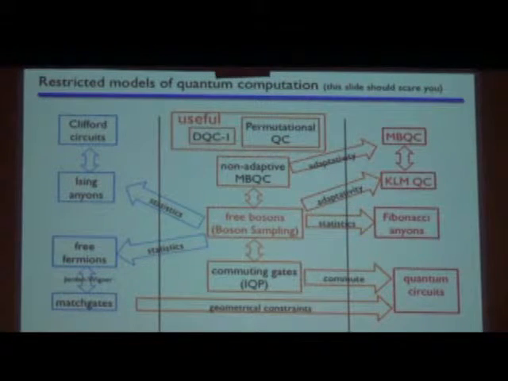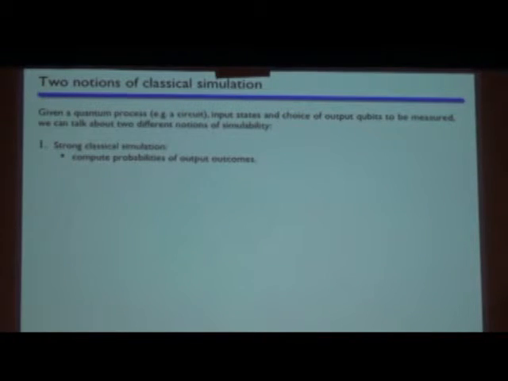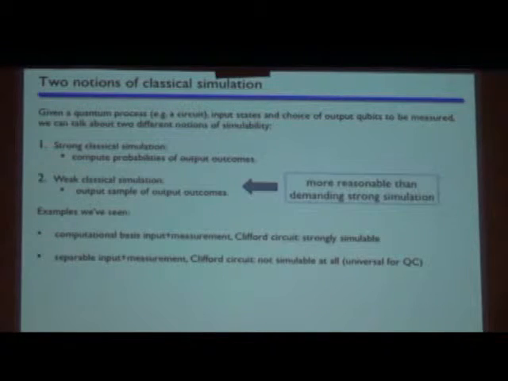So I gave you this picture, which I'll just skip, right? And I'd like to recall a concept that Richard Joseph explained in detail yesterday. The main difference between two different ways of simulating a quantum computer on a classical computer. The first one is actually by calculating all probabilities, but that's demanding too much of the classical computer, because the quantum computer doesn't tell us what the probabilities are. It just samples from that probability distribution.